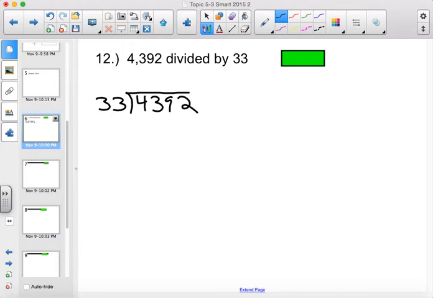4,392 divided by 33. 33 goes into 43 1 time. 1 times 33 is 33. Subtract, and you end up with a partial product of 10. Bring down your 9. 33 into 109 will be 3 times. 3 times 33 is 99.